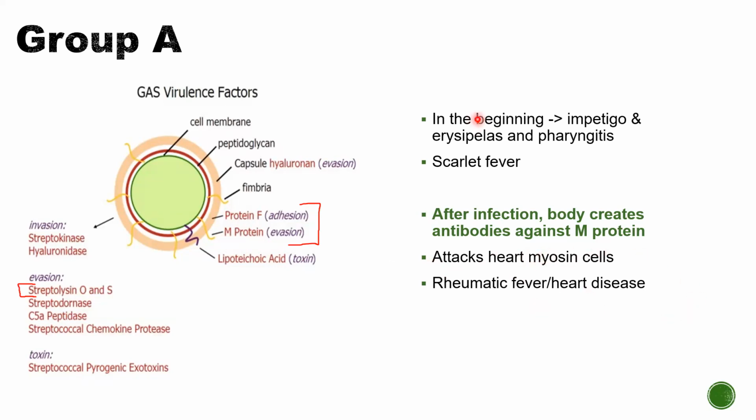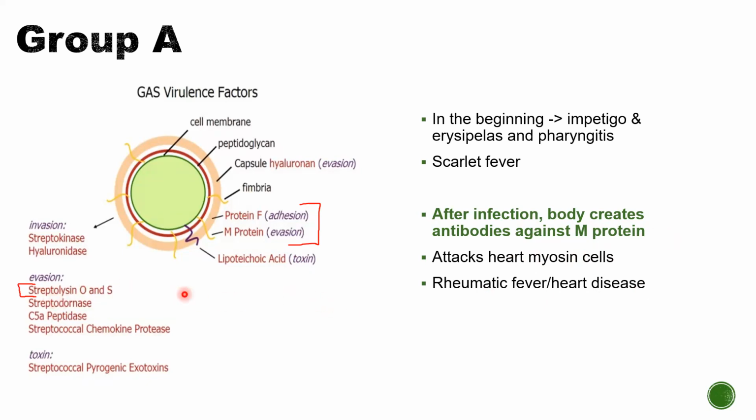So in the beginning, when you're first infected by this organism, you get pharyngitis and these skin conditions and scarlet fever. Then after the infection, over the long term, the body creates antibodies against the M protein. So your body has these antibodies. After a long term, your antibodies start to mistake the myosin cells for the M protein and start attacking the heart cells. This is called molecular mimicry, because the myosin cells are mimicking the M protein, so the antibodies start to attack it and you get rheumatic fever or rheumatic heart disease. Okay, so this is a very important concept to remember.